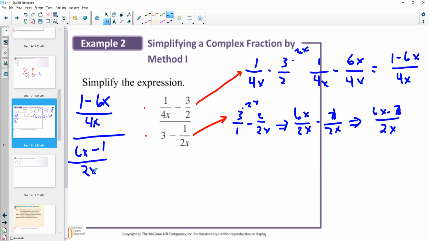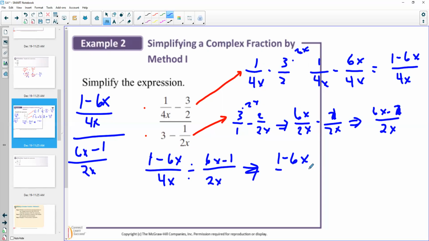Okay, now I'm just going to rewrite it as division. 1 minus 6x over 4x divided by the second fraction, 6x minus 1 over 2x. Now we know what to do. We rewrite as multiplication. 1 minus 6x over 4x times 2x over 6x minus 1. Okay, now look at it. What do you see? I see these guys. Let's see, the x's cancel, the 4 becomes a 2. 1 minus 6x and 6x minus 1. What's the difference there?